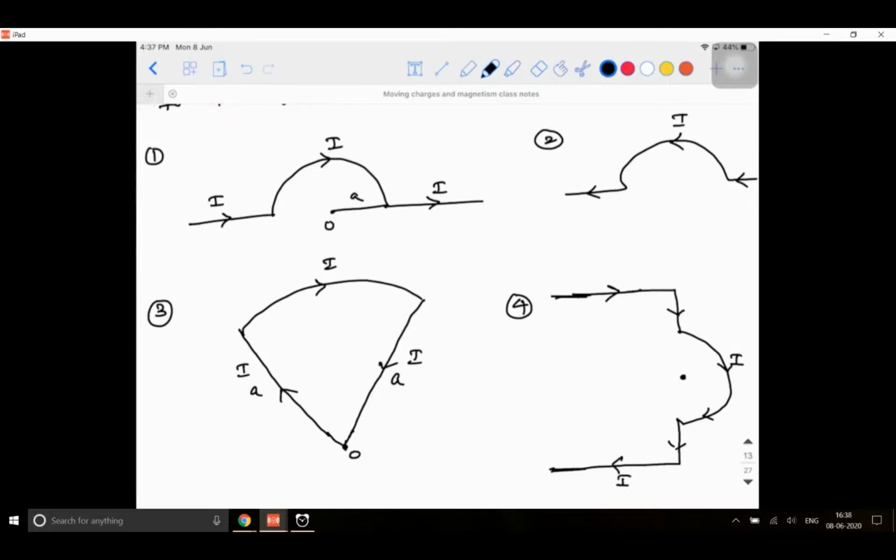See, all the straight portions that you're seeing at this point and this point are of infinite length. This is also of infinite length. Our work is to find the magnetic field at the point O due to the different kinds of systems. So this is A. Let's say this is also A. Just think, you will get the answer.